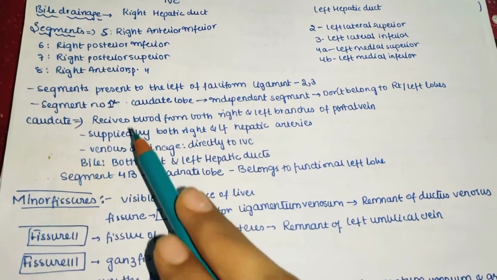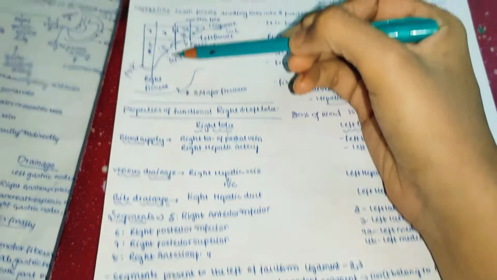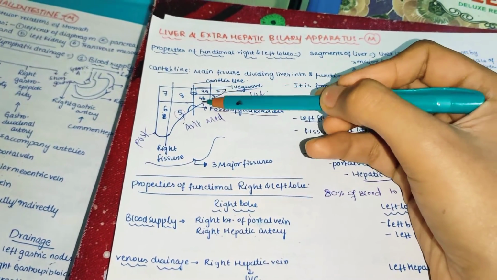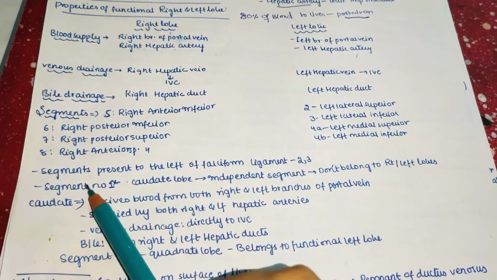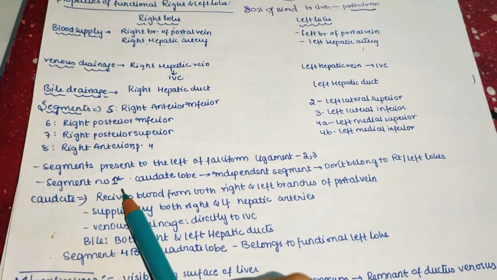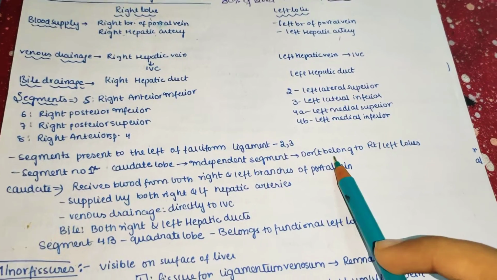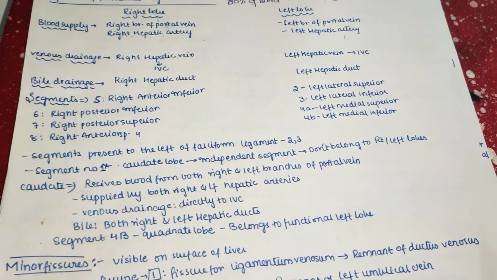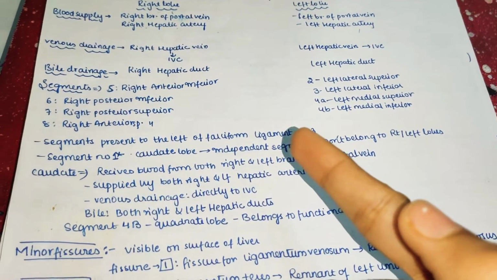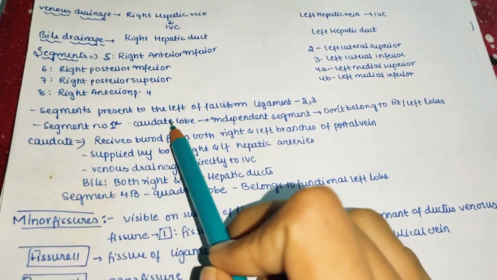Now coming to the segments which are present to the left of the falciform ligament. You can see this is the falciform ligament. To the left of it you have 2 and 3. So the segments present on the left of the falciform ligament are segments 2 and 3. Segment number 1 is the caudate lobe. It is an independent segment and it doesn't belong to either the right or left lobe. So you need to remember that segment number 1 is not right or left lobe. It is an independent segment and it is the caudate lobe.